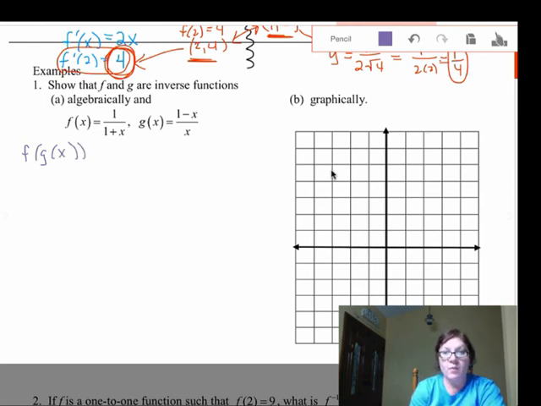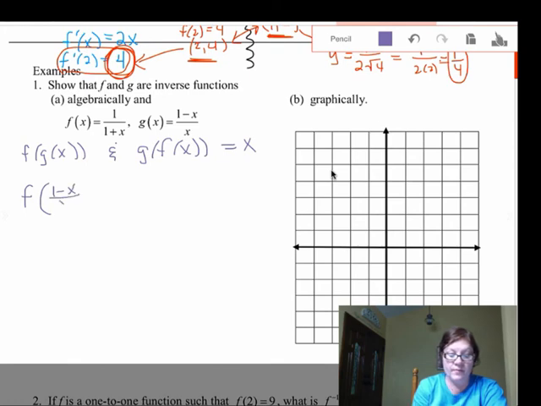So now in this next problem, if I want to prove that they are inverses algebraically, remember I have to check f of g of x and g of f of x and make sure that both of them end up giving me x. So I'll start with f of g of x first, which means I'd be doing f of 1 minus x over x. But remember, f of anything, if I said f of 7, you'd plug in 7. If I said f of negative 22, you'd plug in negative 22. So I want f of 1 minus x over x.